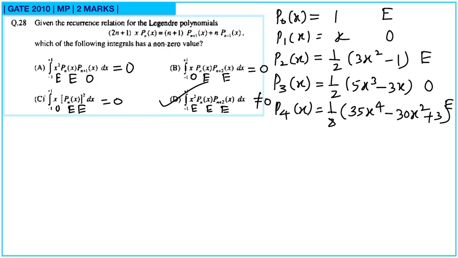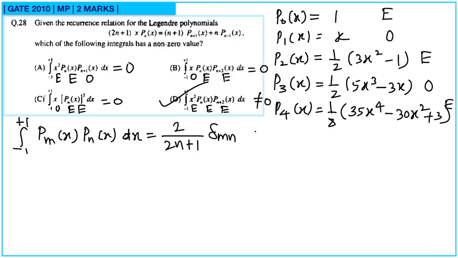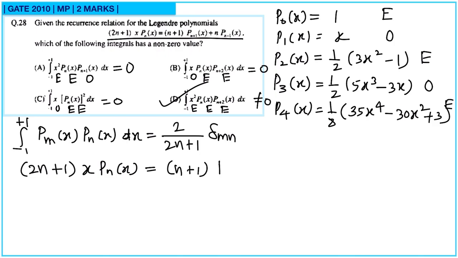Or else you can use the orthonormality condition, which we have also used here. That is the integral of Pm(x) into Pn(x) dx is equal to 2 upon 2n plus 1 into delta mn. This is the orthonormality condition. So you can use this and use this relation. We have this relation: 2n plus 1 x into Pn(x) is equal to n plus 1 into Pn plus 1 of x plus n into Pn minus 1 of x.